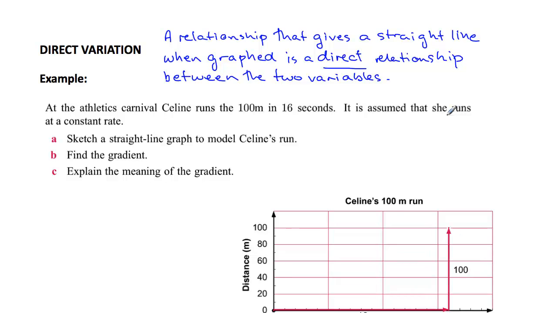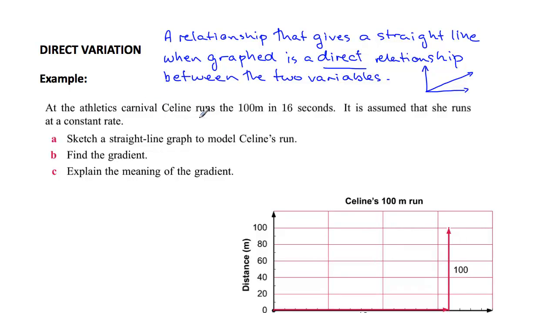Now what this sentence means is very simple. When you've got one variable going this way, say on the x-axis, and one variable going this way on the y-axis, when you compare the two variables, when one goes up, so does the other one. We call this a direct relationship, and they go up at a steady rate. So the gradient is constant. We're going to illustrate this in the following example.